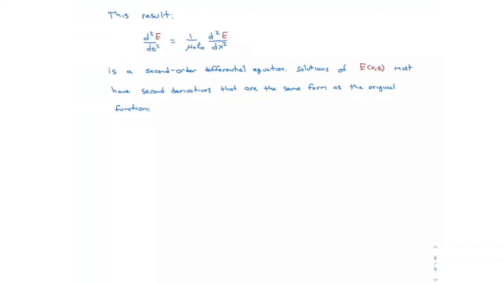So let's just look at the expression for the electric field. And if we can derive solutions to this second order differential equation, we'll have the same form of solutions for the magnetic field.